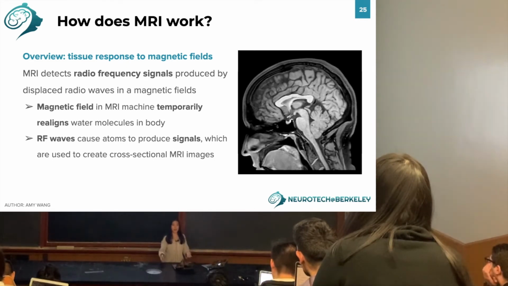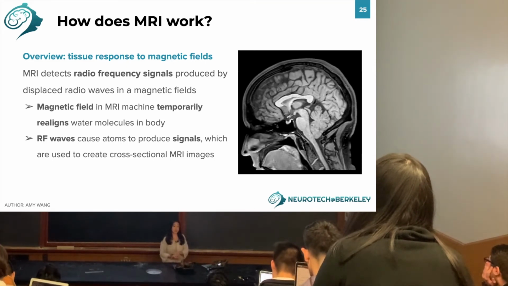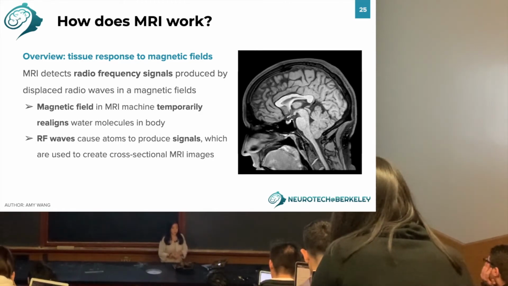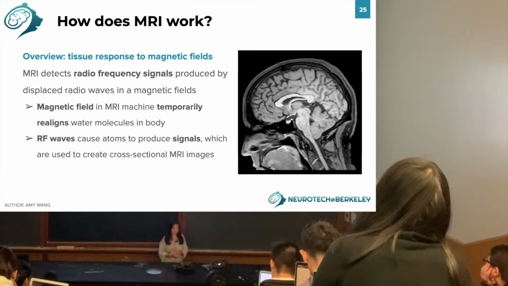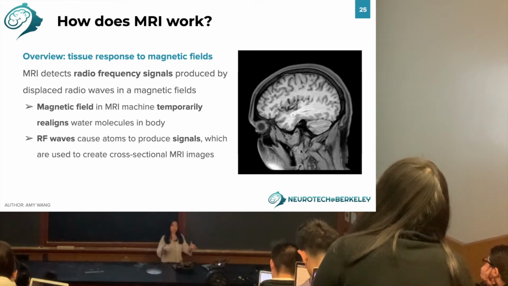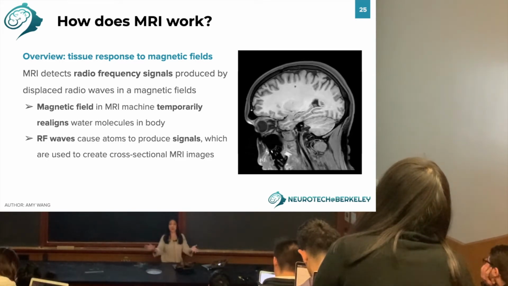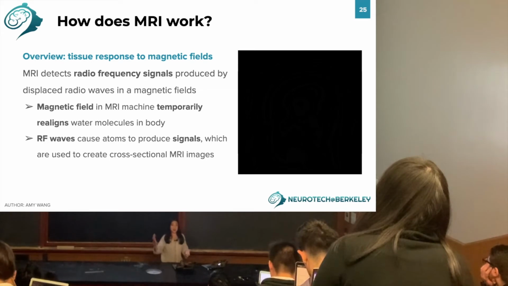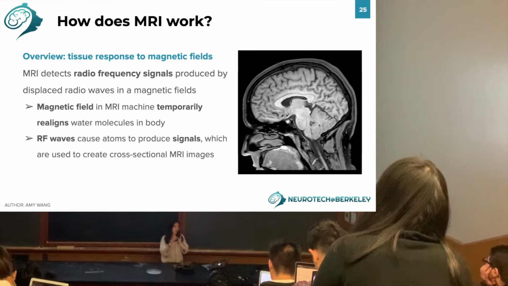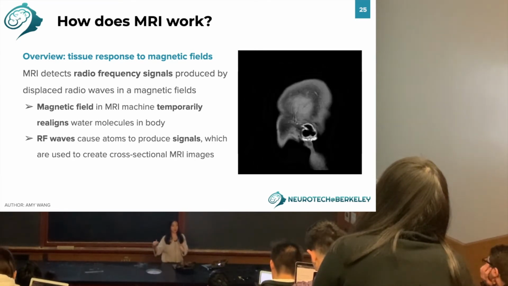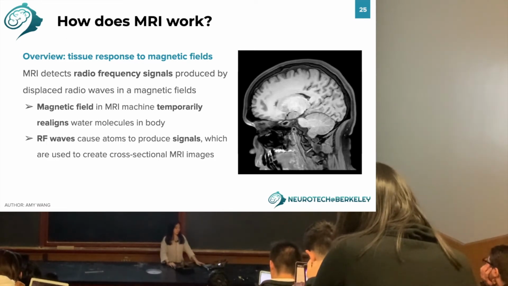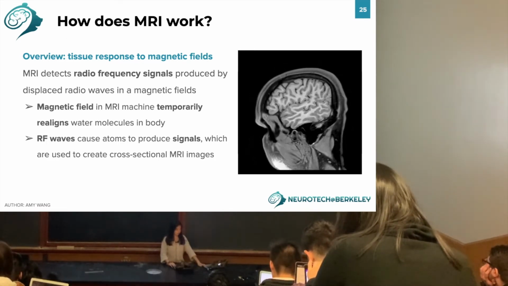So basically, an overview of MRI: it's a tissue response to magnetic fields. MRI detects the RF signals, or radio frequency signals, produced by displaced radio waves in magnetic fields. The magnetic field in the MRI temporarily realigns water molecules in the body. Your body is about 70% water, right? Applying this magnetic field temporarily realigns the water molecules in a certain direction. Then a second magnetic field in the form of RF waves causes the atoms to produce signals, which are used to create cross-sectional MRI images.